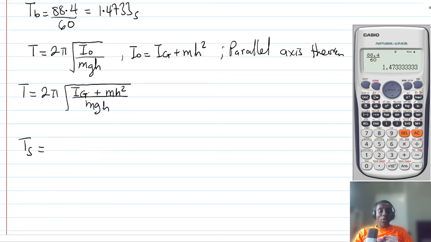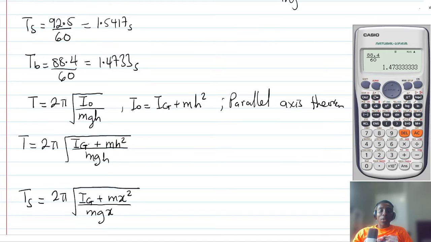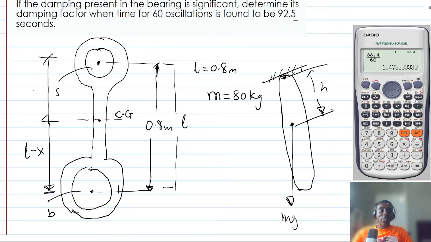So for the TS, we are going to use the small period. Everything here will be for the small one. So it's going to be Ig plus m, and for the small one, the distance from the center of gravity will be x squared, all divided by mgx. Please take notice of this: this x here is the distance from the center of gravity to the small center. This is the small center, the bearing, and the b here is the big center.